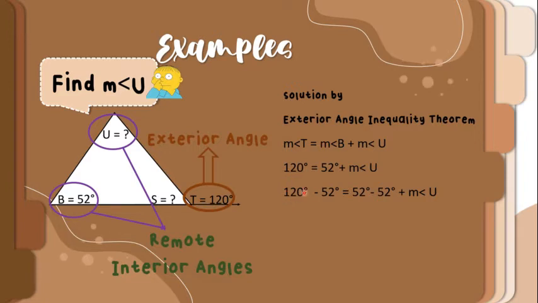So 120 minus 52 equals 52 degrees minus 52 degrees plus the measurement of angle U. Now 120 degrees minus 52 degrees, I believe that is 68 degrees. Now what remains here is the measurement of angle U, simply because 52 degrees minus 52 degrees is 0, and we can simply omit that one in the formula. And what's left will be the value of angle U, which is 68 degrees.